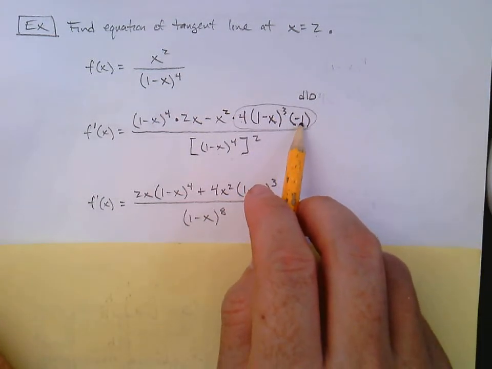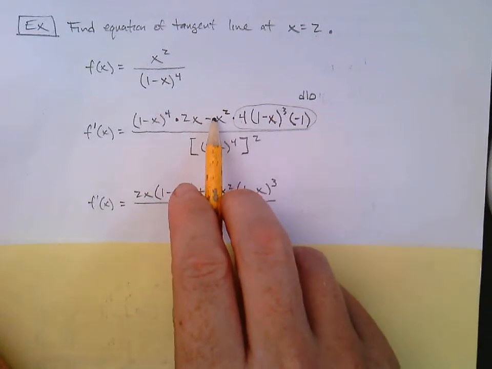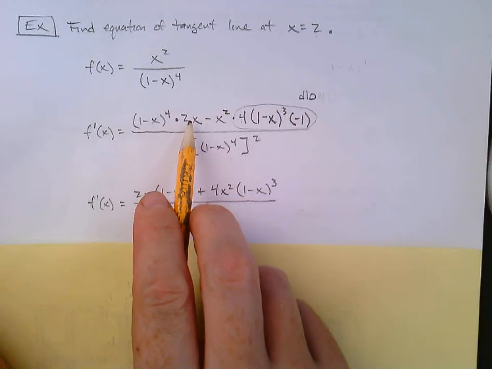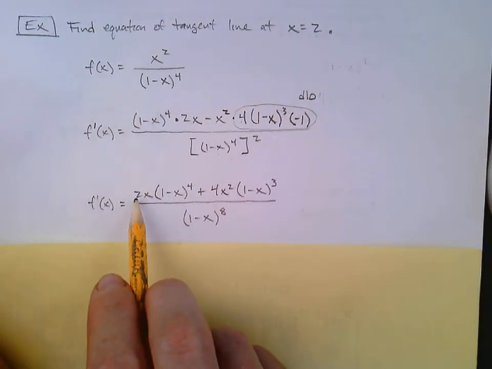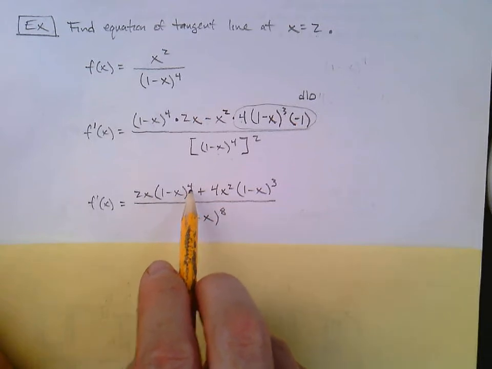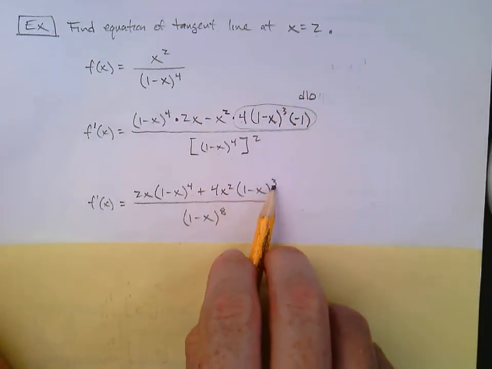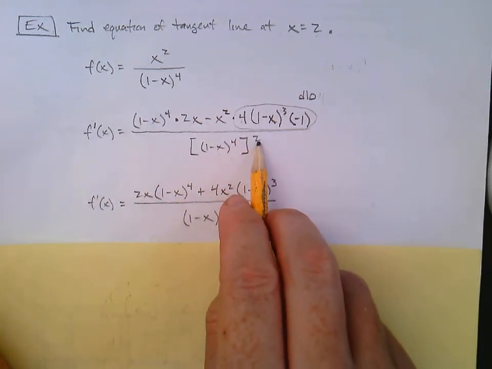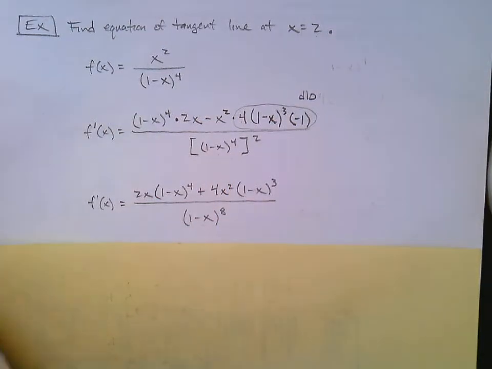Let's see, the negative would multiply there, so it becomes a plus, and we can move the 4 in front of the x squared. That's probably a bit more natural. Also, the 2x, we can move the 2x. Usually we put that in front of a quantity like that. So 2x, quantity 1 minus x to the fourth, plus 4x squared, 1 minus x to the third. And the denominator, well, an exponent raised to an exponent, and we multiply them. So 4 times 2 gives us 1 minus x to the eighth.